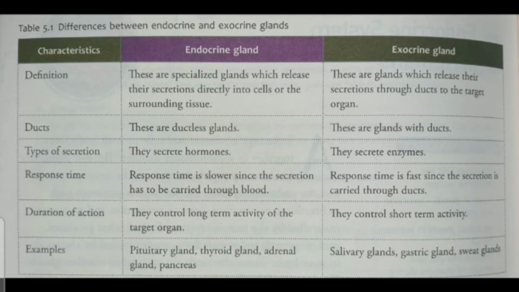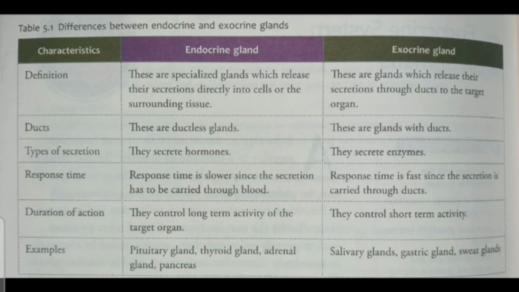So you all know that endocrine glands are ductless and exocrine glands are glands with ducts. Endocrine glands usually secrete hormones. Exocrine glands secrete enzymes, and endocrine glands secrete hormones. And this chapter is mainly for the hormones, but still we have to learn about the differences between the two glands. Okay, so the first one, according to the characteristics, is according to the definition.